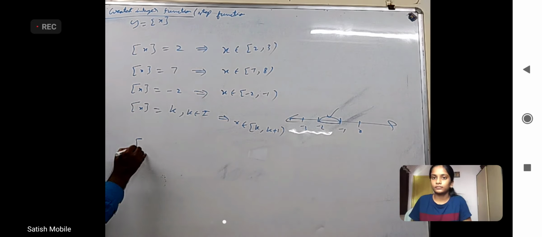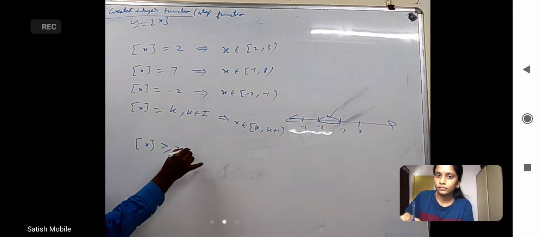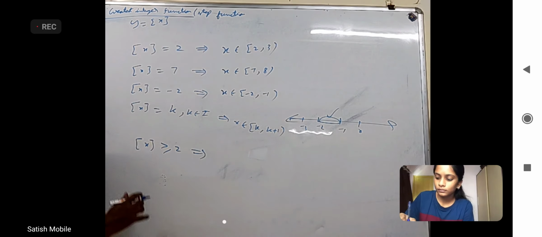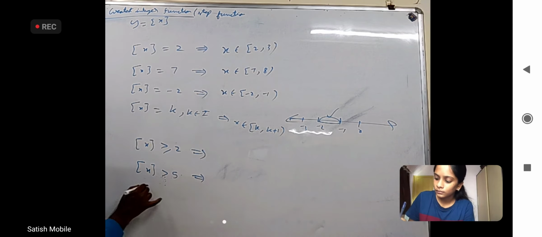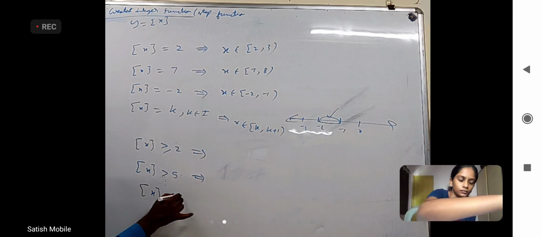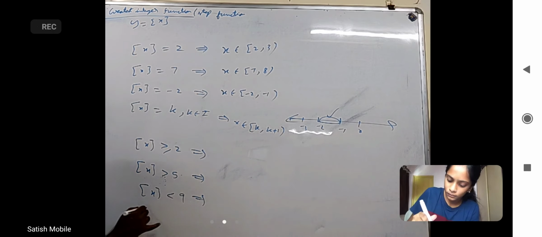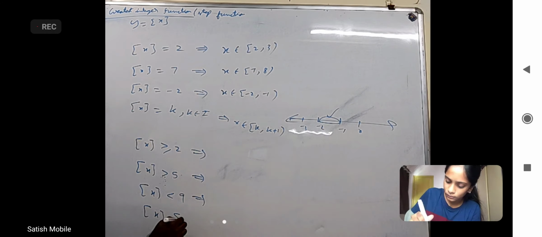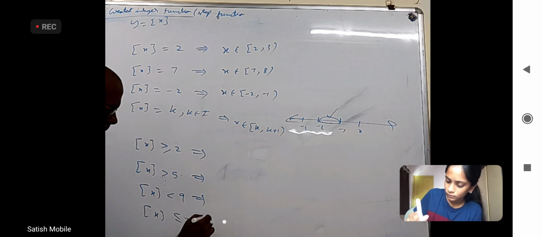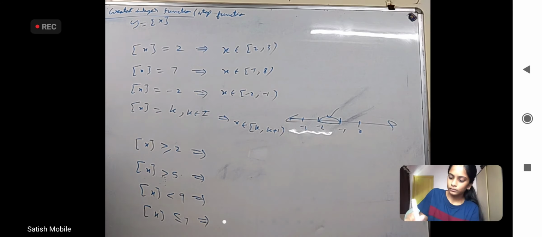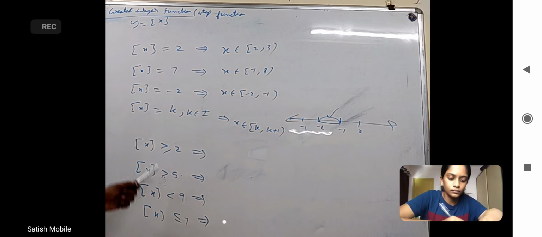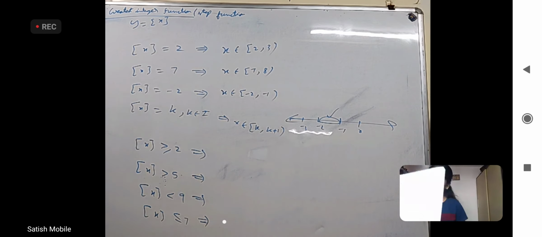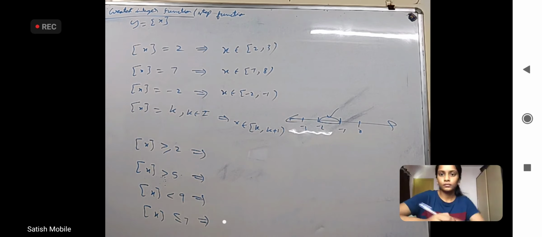Okay. Integer part of x greater than or equal to 2. What is the solution? Integer part of x greater than 5. What is the solution? Integer part of x less than 9. What is the solution? Integer part of x less than or equal to 7. Try to write solutions for these four things. Either you can write in the form of a set or in the form of an inequality.